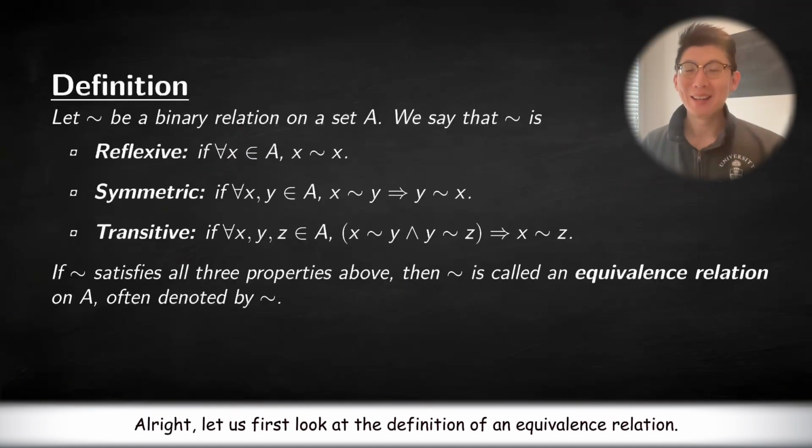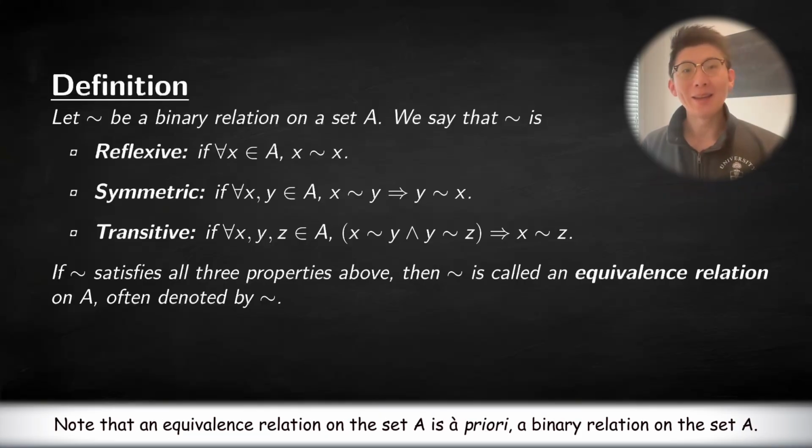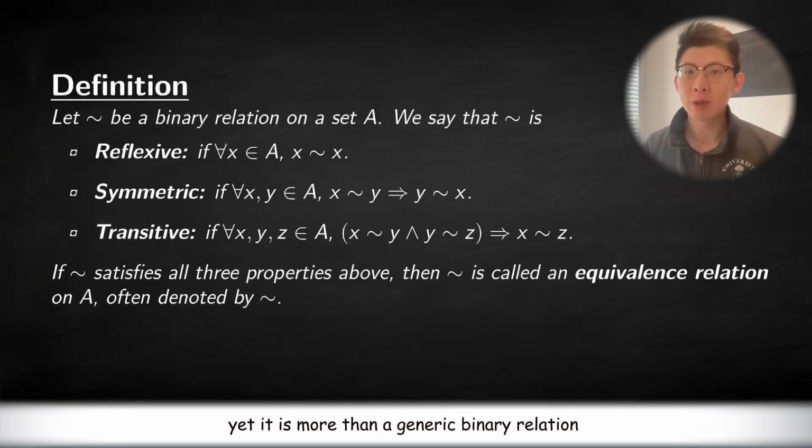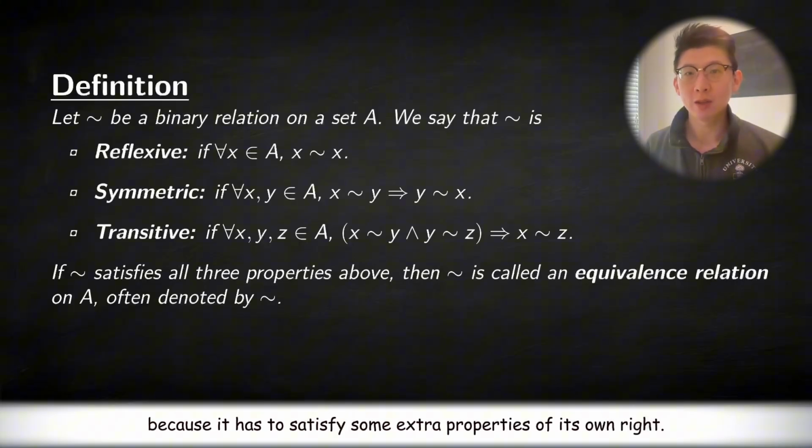Alright, let us first look at the definition of an equivalence relation. Note that an equivalence relation on the set A is a priori a binary relation on the set A. So it has to satisfy every single requirement for a binary relation, yet it is more than a generic binary relation because it has to satisfy some extra properties of its own right.